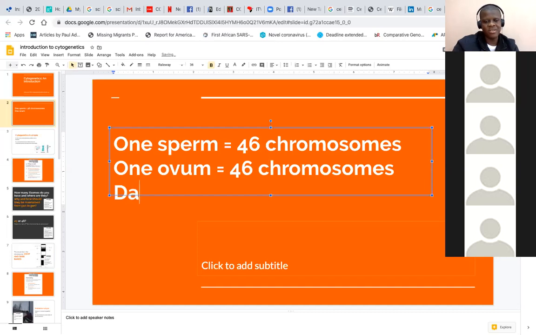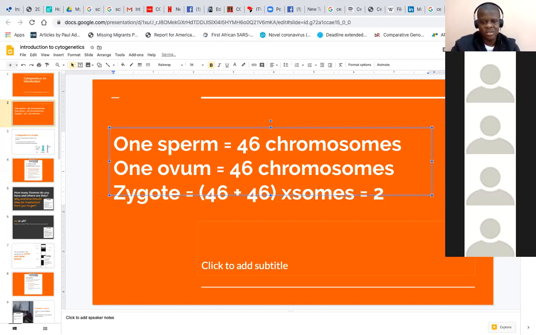So the daughter, the zygote, now has 46 plus 46 chromosomes, which is equal to 92, if I'm correct, 92 chromosomes. That is the number of chromosomes that will be in the daughter.